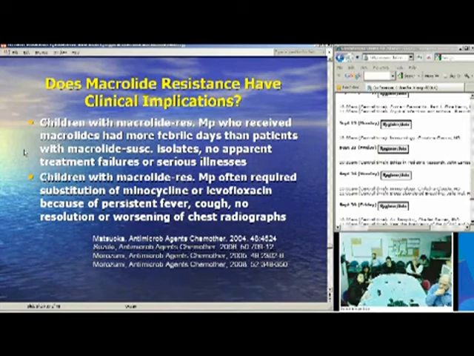It's got a very wide range of severity. So these types of studies are really hard to do with this, but it does appear that they stay sicker longer. They don't respond to the treatment, and so they tend to have a more prolonged illness. And patients who have macrolide-resistant M. pneumoniae tend to have antibiotic substitutions because they're not responding to therapy.